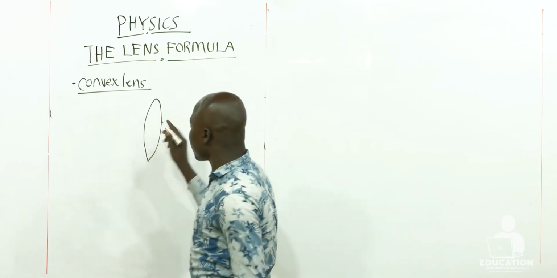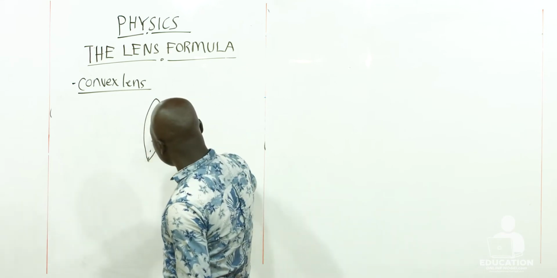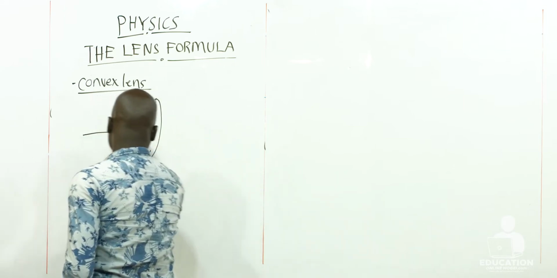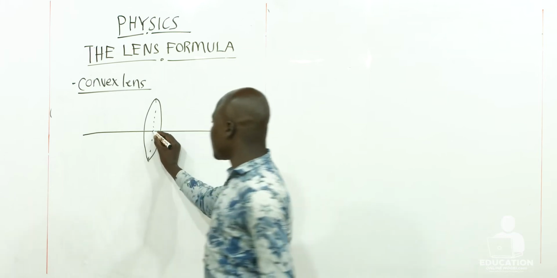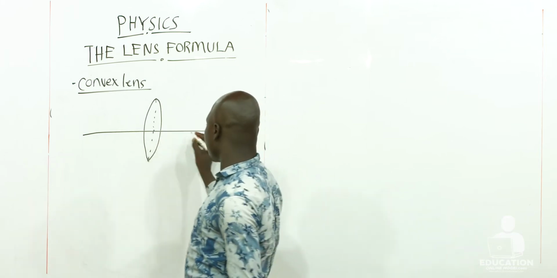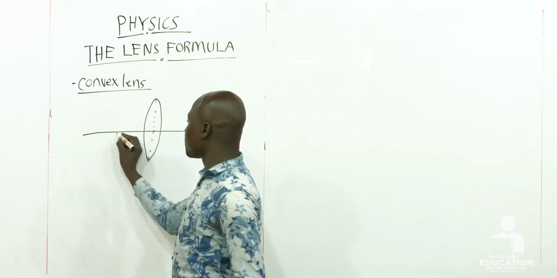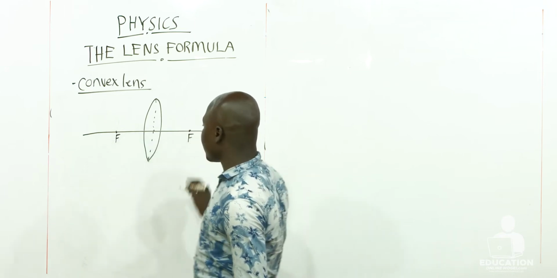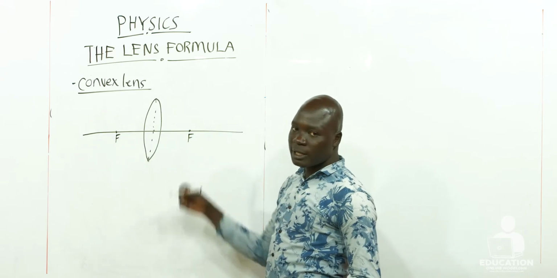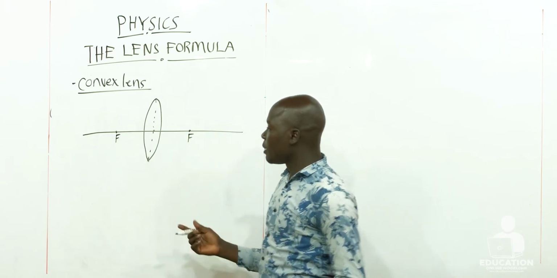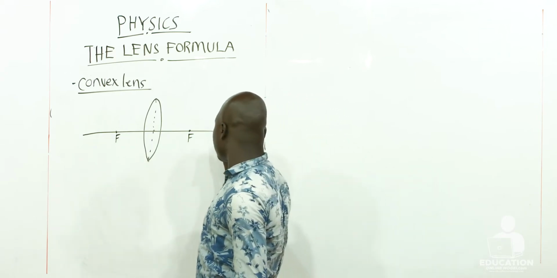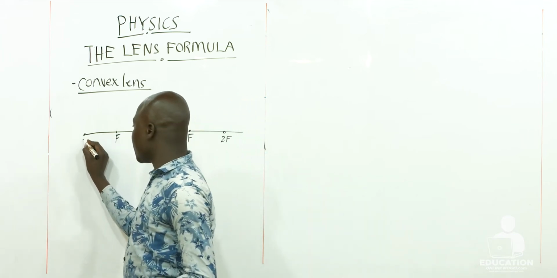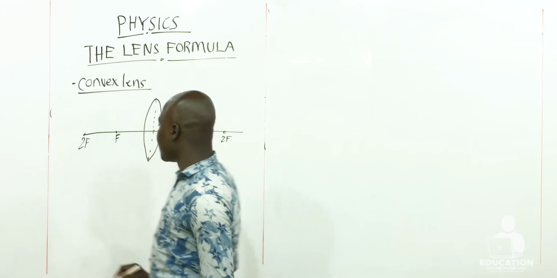Now if this is a convex lens, then a line through the optical center is called the principal axis. Then on the principal axis we have the principal foci, that is one principal focus on one side, then another principal focus on the other side, and twice the principal focus we call 2f, which is equal to the radius of curvature of the lens.